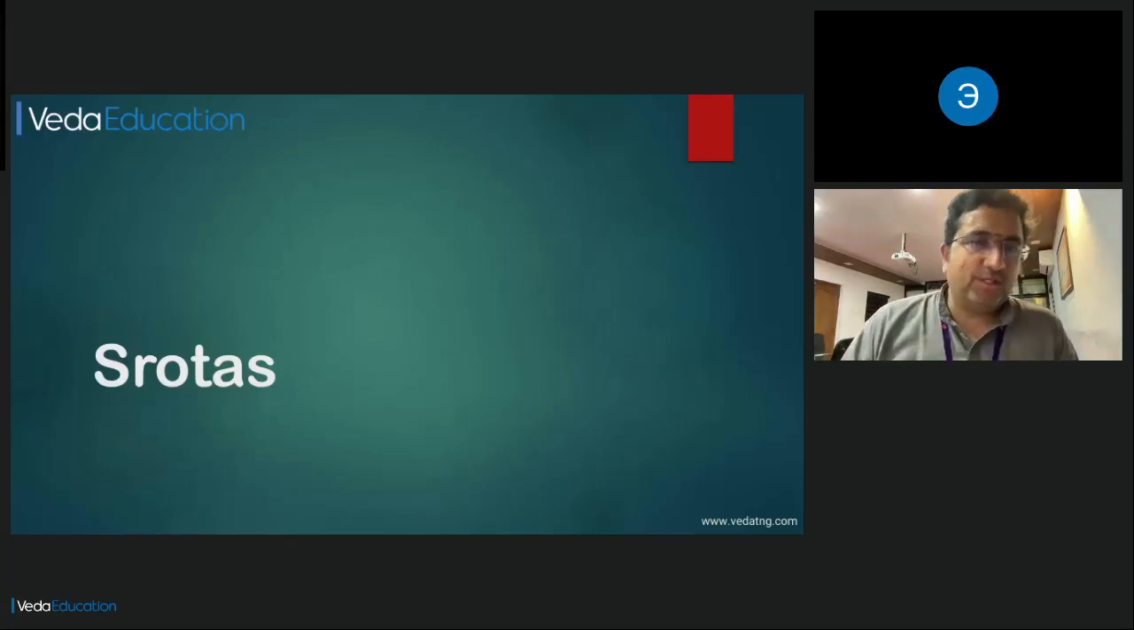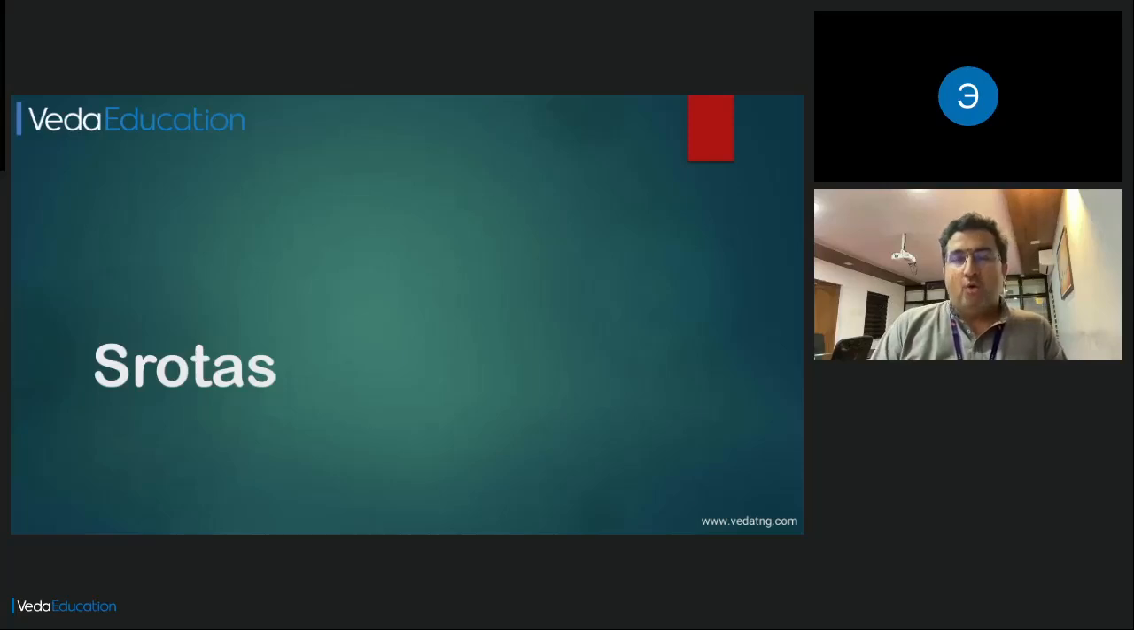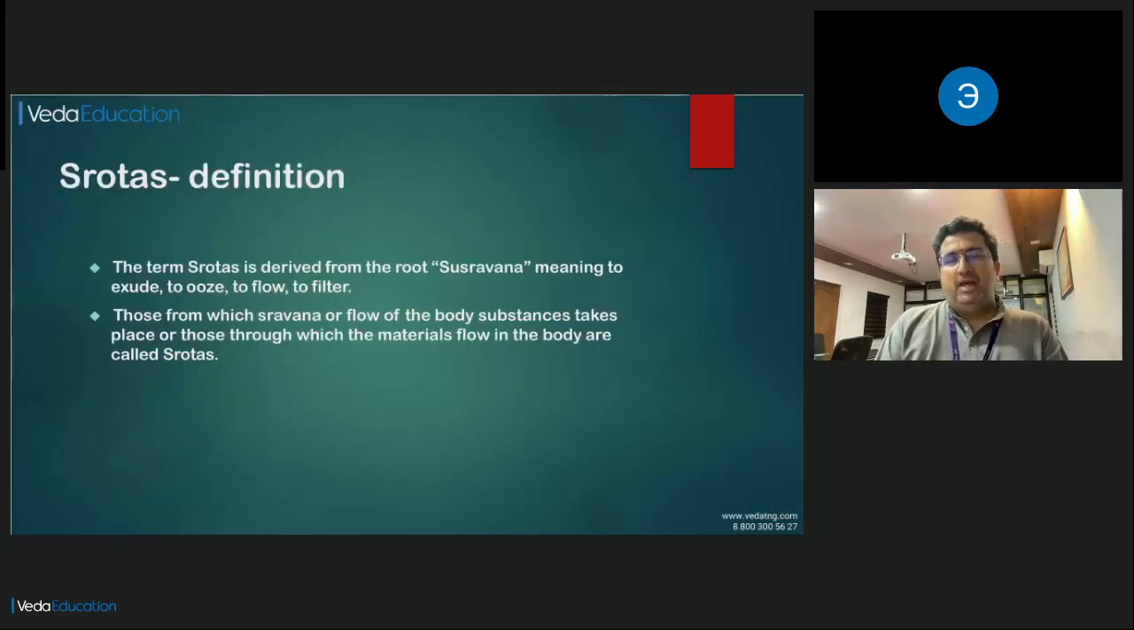The concept of Srotus is very old. It is even described in the Charaka Samhita, one of the oldest books available for Ayurveda. And when we try to understand the word in Sanskrit, what does Srotas mean? It comes from a Sanskrit grammar root which means that which exudes or oozes. It also has the meaning of that which filters or that which flows in a proper way.